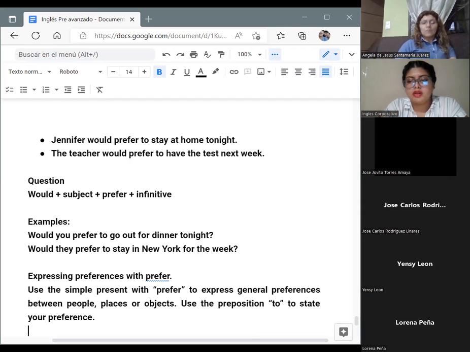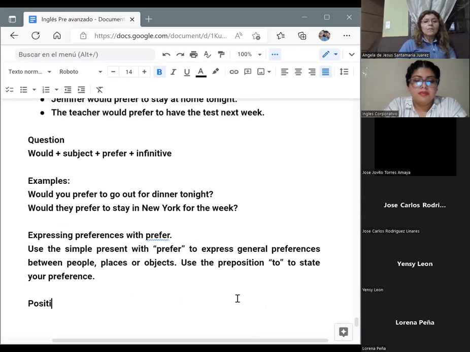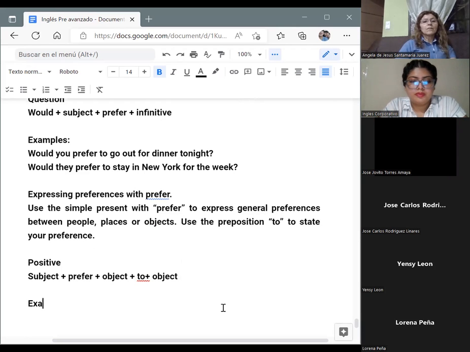So in this case, we're going to see the structure for the positive statements. And in this one, you have the subject. Then you have prefer. In this case, you are not going to add will. Then we have the object, to, plus another object. And we have the examples.